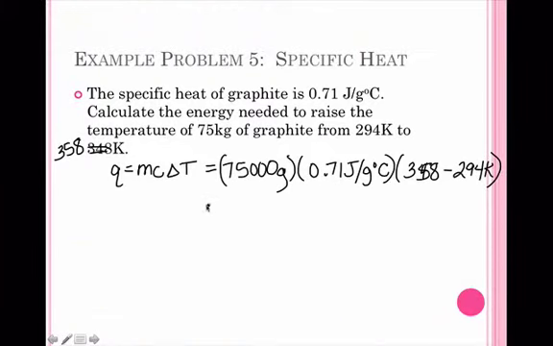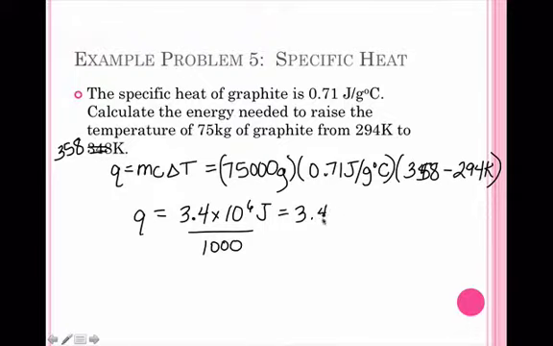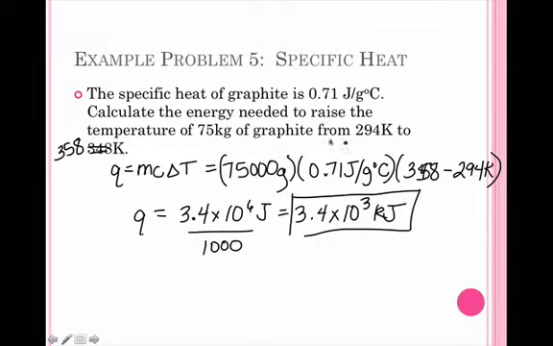All I do is plug all that in, and I'm going to find out that Q is 3.4 times 10 to the 6th joules. That is such a big number, I'm going to go ahead and convert that to kilojoules. So I'm going to divide by 1,000. That gives me 3.4 times 10 to the 3rd kilojoules. So it takes that much energy to raise 75,000 grams of graphite from 294 Kelvin to 358 Kelvin.